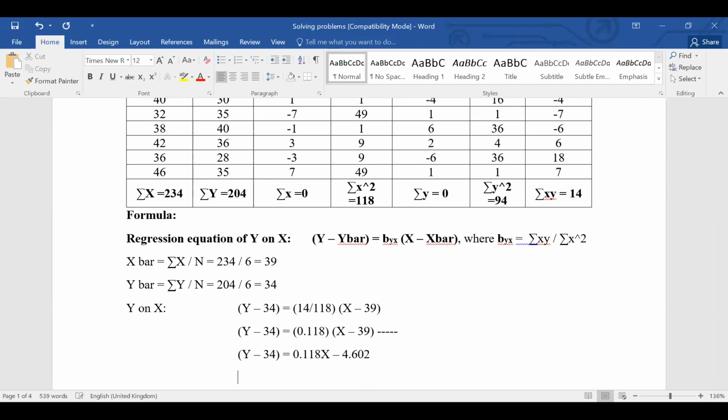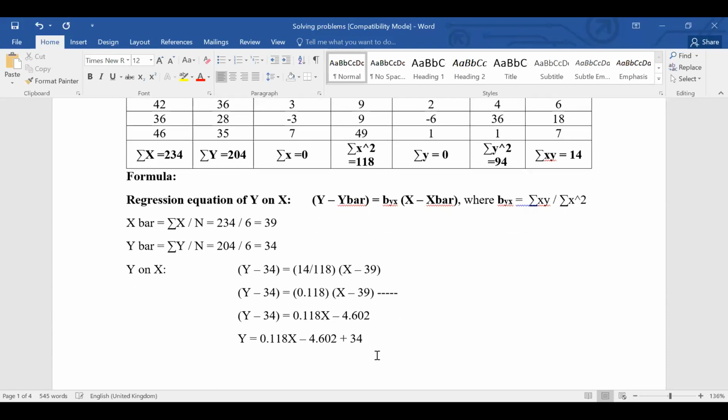4.602. Okay. Now, what we can do? We can bring that minus 34 to the right hand side. Therefore, y equal to 0.118 into x minus 4.602 plus 34, because we have brought that minus 34 to the right hand side.